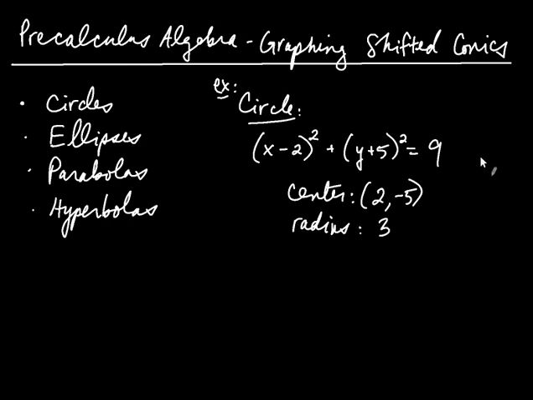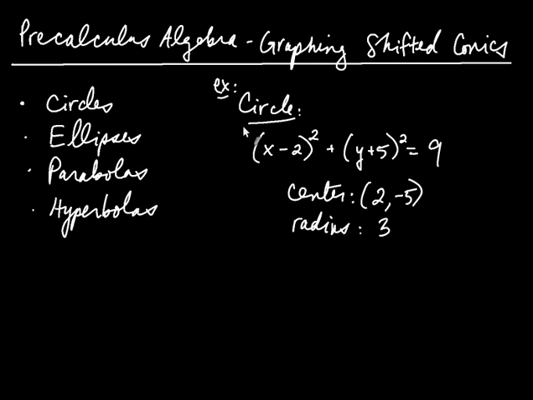Here we're going to discuss graphing shifted conics. So remember, a conic is one of these types of curves: a circle, an ellipse, a parabola, or a hyperbola. And we have videos for all of these, and it'd be a good idea, if you can't remember what the graphs of these were like, to go ahead and review those videos now.